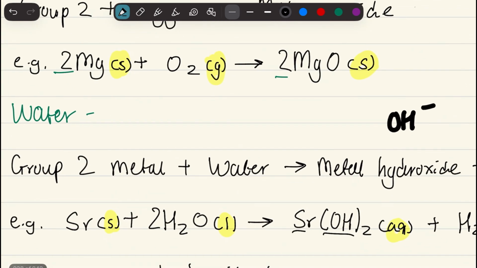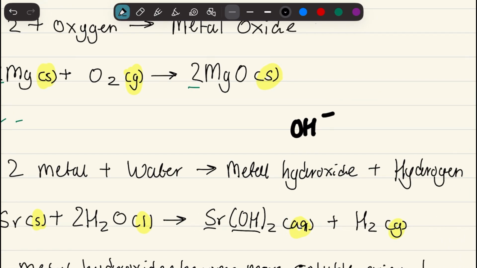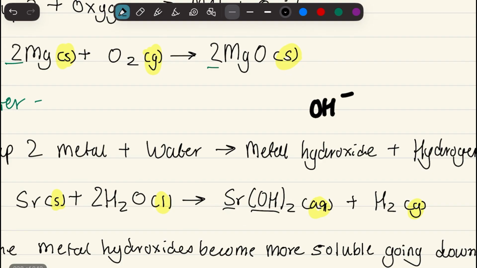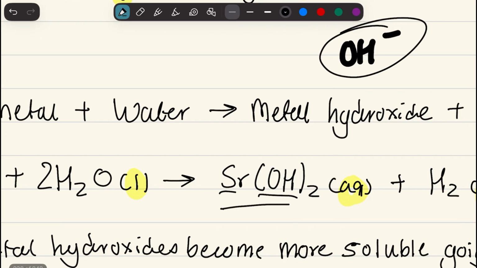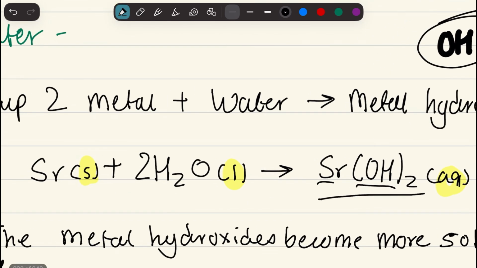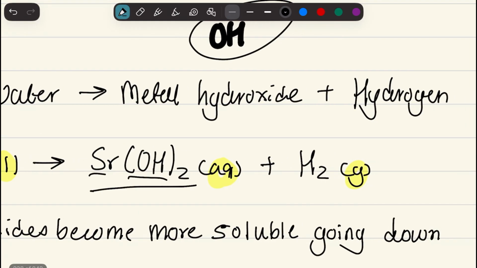When we react with water, we're going to get a metal hydroxide and hydrogen. What I needed to highlight is knowing your hydroxide is OH minus. Because it's 1 minus, you need 2 of them for every single mole of the group 2 metal. That's why you'll get this sort of equation that I've underlined there. Now, you need to know the metal is solid, water is a liquid, the metal hydroxide is aqueous, and hydrogen gas is gaseous.